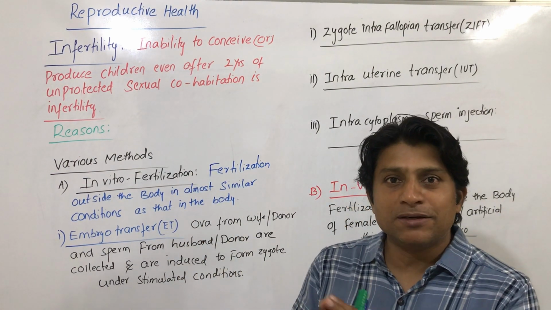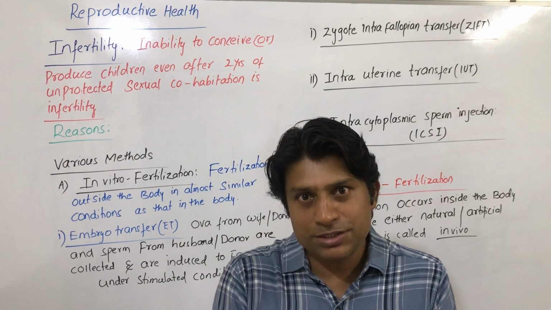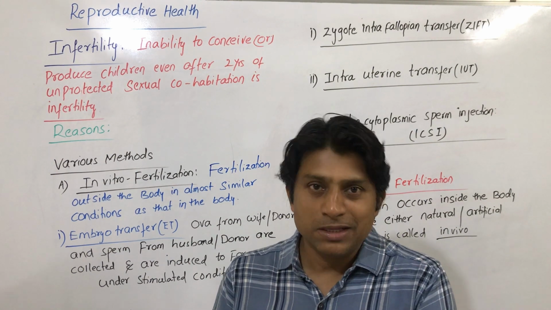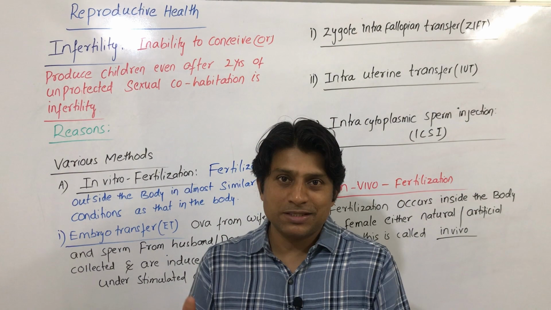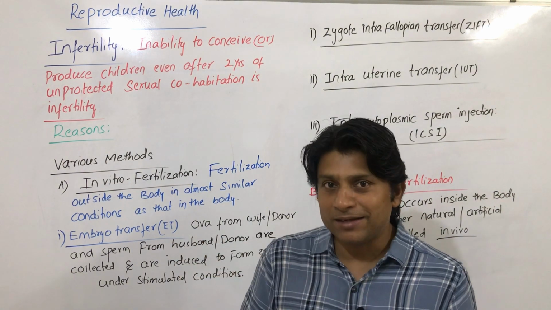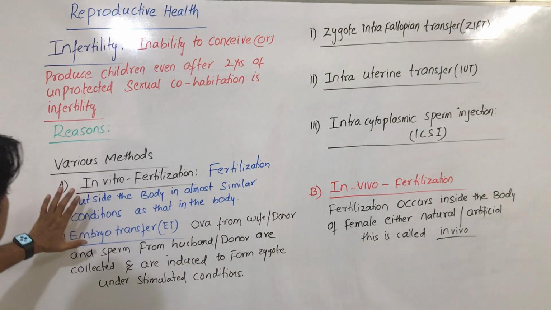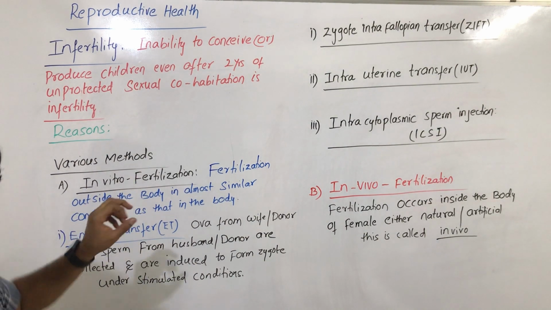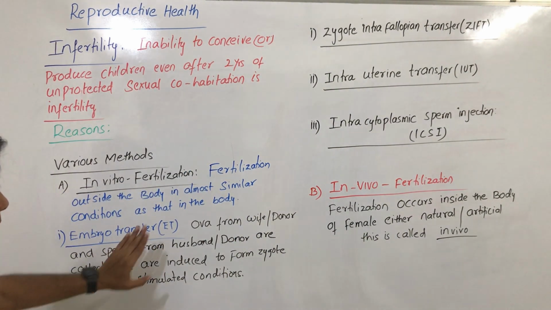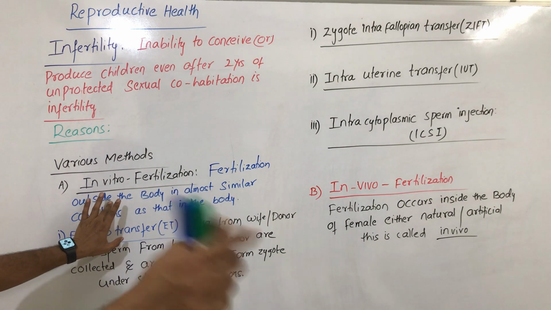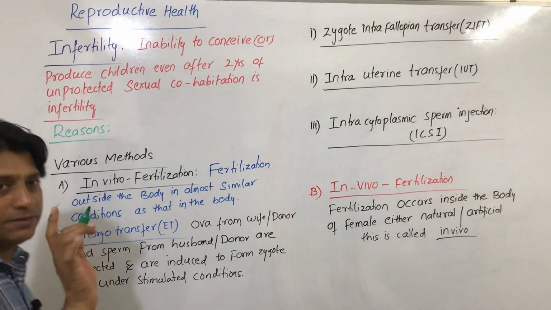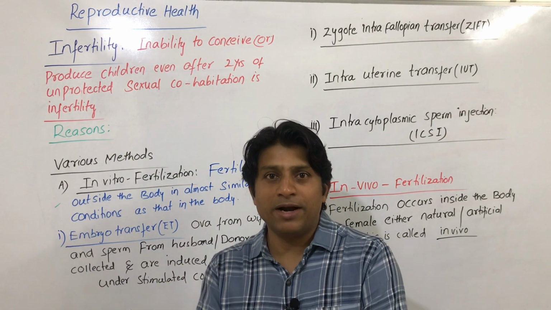Now, various methods are available at present to help such infertile couples have children. These techniques are collectively called assisted reproductive techniques, right? So let us discuss what these techniques are and how they work. The first is in vitro fertilization. This is known as IVF or the test tube baby program. So what exactly happens in this technique? Here, fertilization is outside the body in almost similar conditions as in the body. This is what we call the test tube baby program.